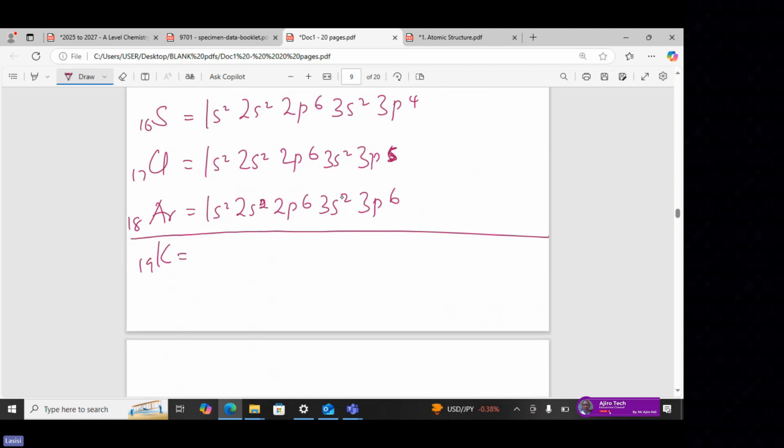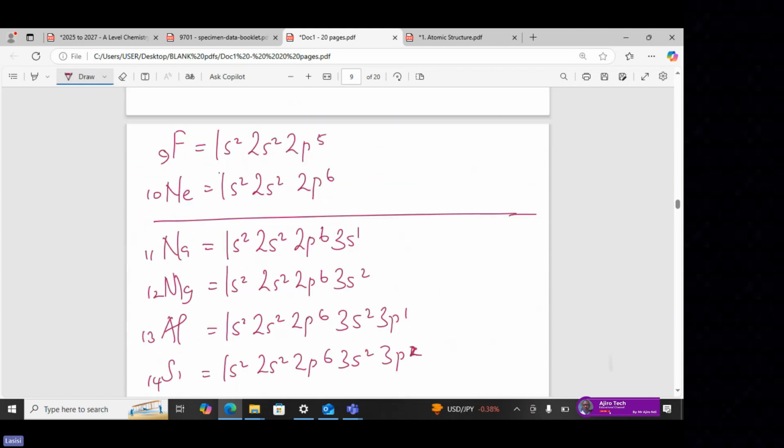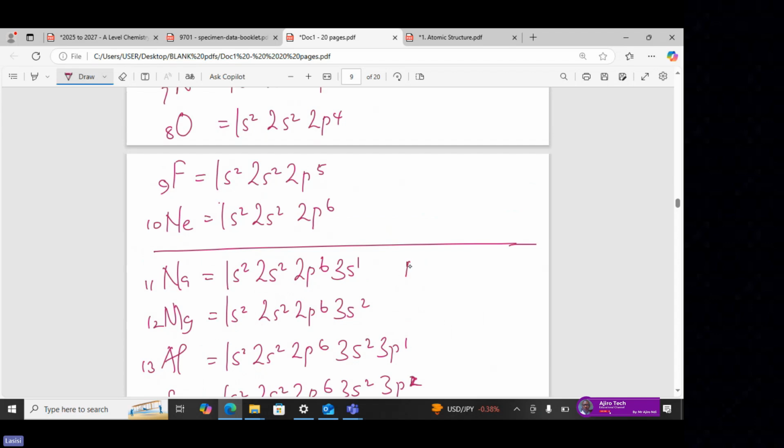Instead of writing all of this, can I just write this? You know what that means? It means 1s2, 2s2, 2p6, 3s2, 3p6. Instead of writing those, I'm saving time. Do you get it? So potassium is written as neon 3s1, and magnesium as neon 3s2, to shorten time. Do you get it by now?